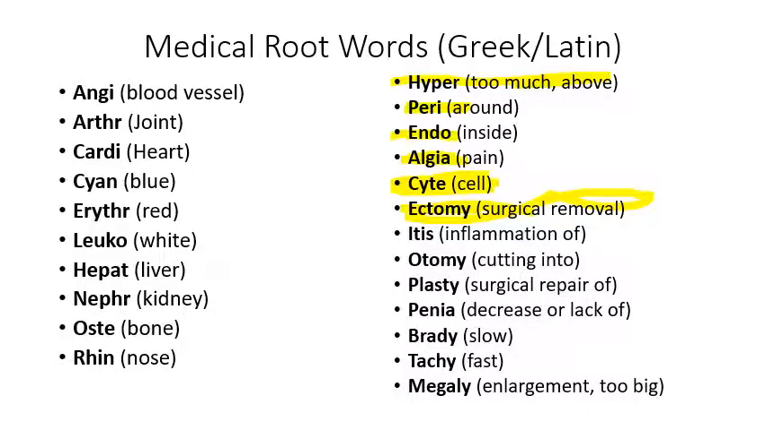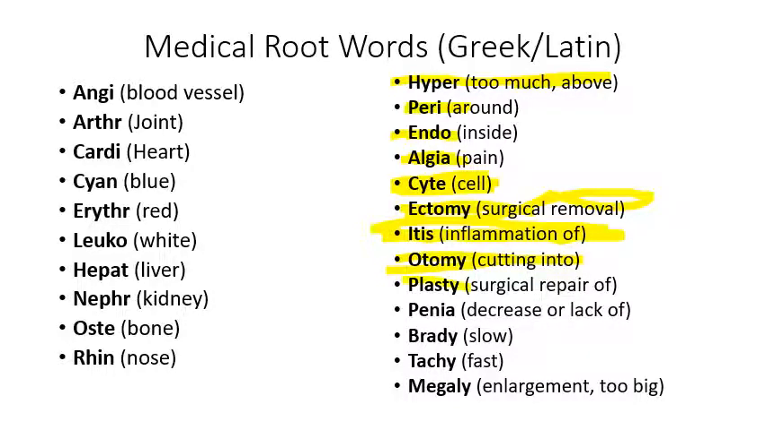Okay, this is an interesting one. This is one of my favorites. The suffix itis means inflammation. Right? So you know what inflammation is. That's when a body part becomes irritated and it swells up and it turns red and it hurts and it feels hot. That's called inflammation. And the way you describe inflammation is you take the name of the body part and then you add the term itis to the end, and that tells you which body part is inflamed. That's all it means. Okay, so the suffix otomy means to cut into.